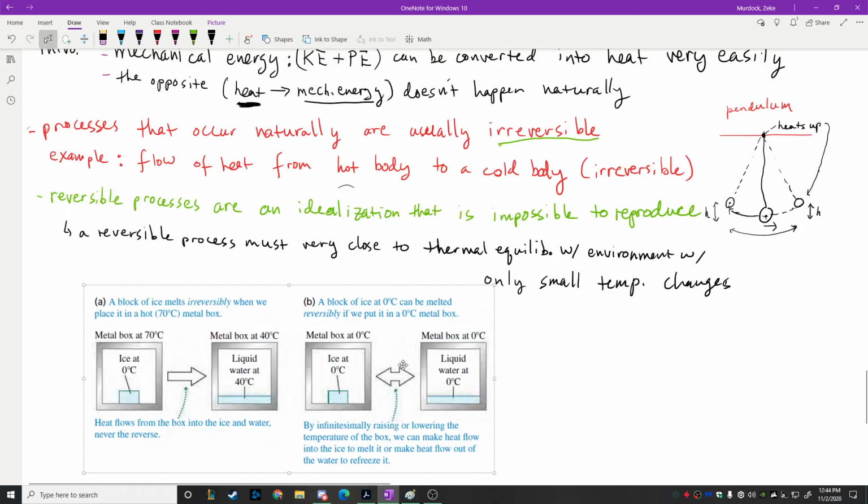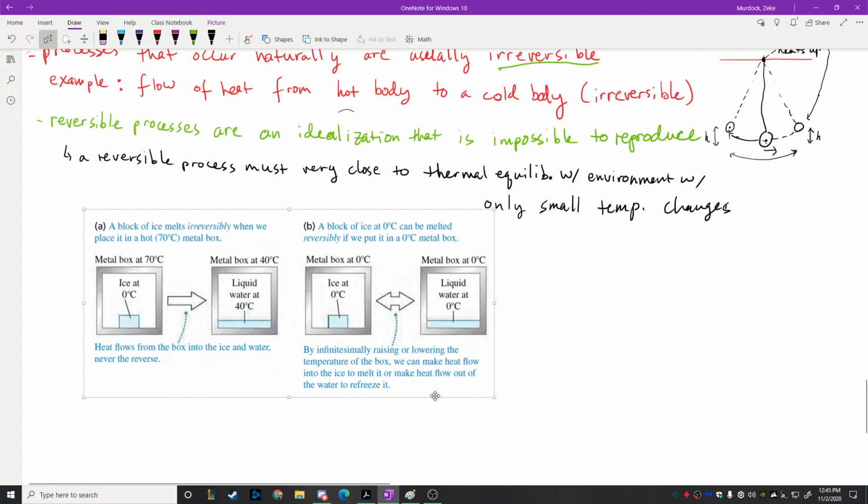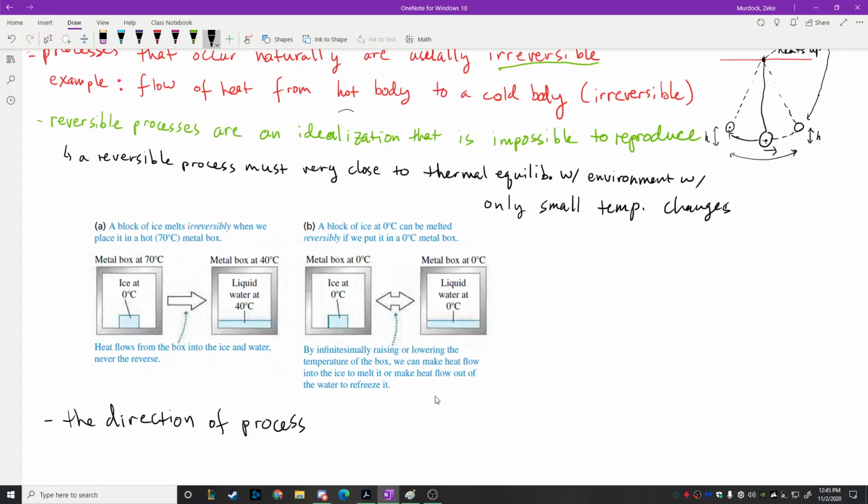Anyway, reversible processes, they're not real. And part of the reason why is due to what you just said, Ruja. So we'll go directly into that. So the direction of a process, the direction that it flows, is going to be related to randomness.